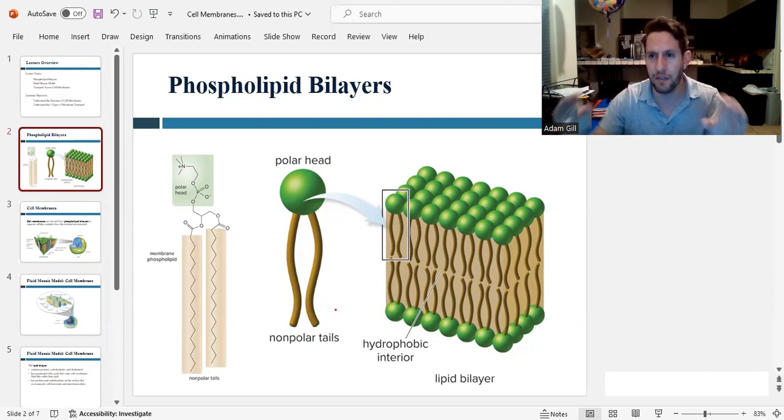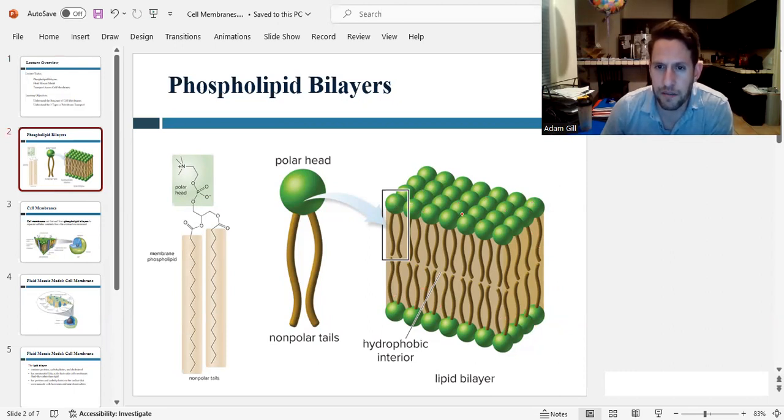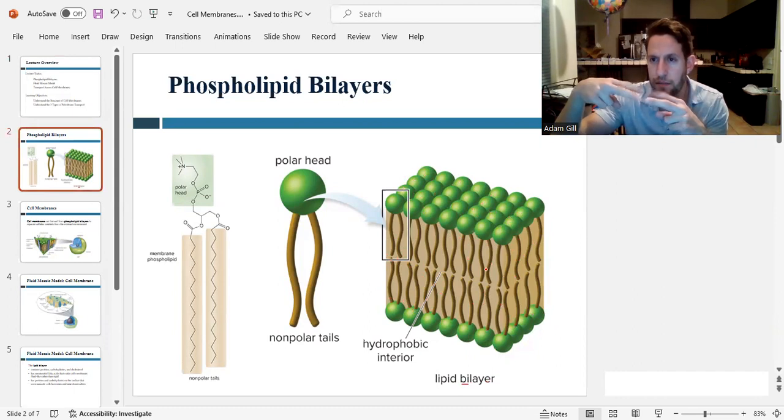they form these bilayers. They stack in a double-layered conformation where all the heads point outward towards water, and the tails point inwards and touch each other. And they pack so tightly that there's no water molecules in here. This is completely void of water. It's like a little oily layer with the polar head groups on the outsides. So this is known as a phospholipid bilayer because it's two layers tail to tail.